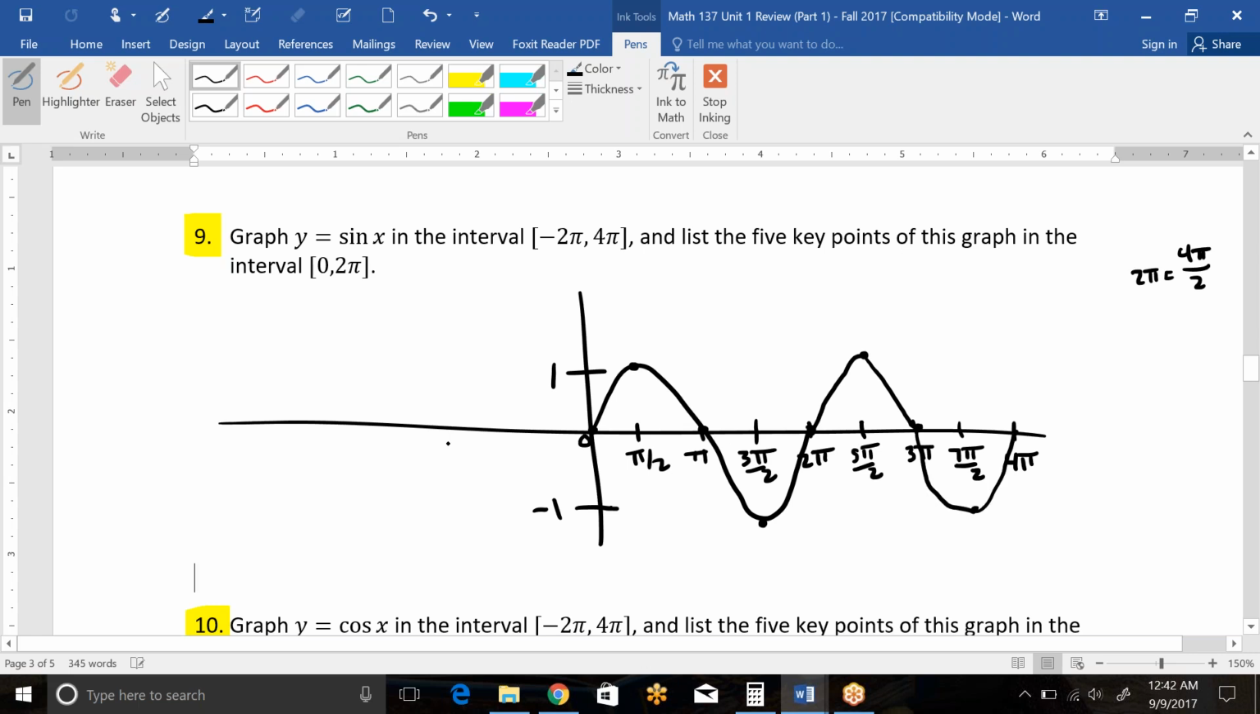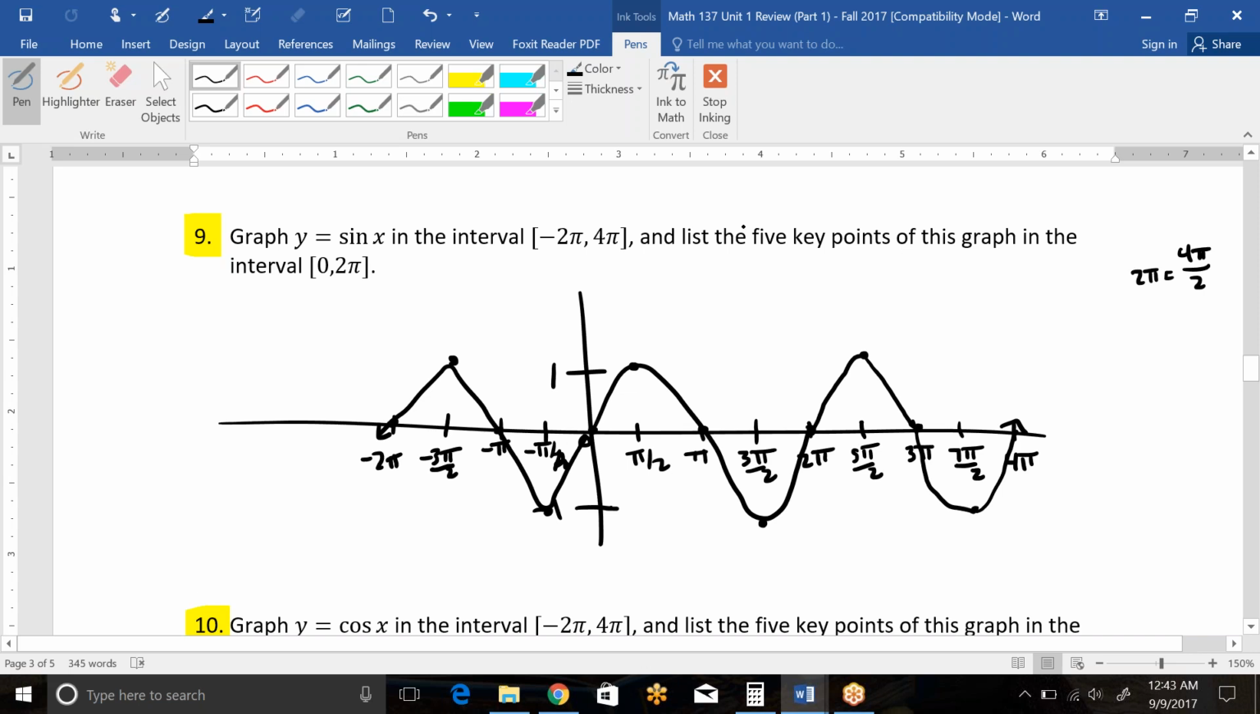And then we need to go back to negative 2 pi as well. So negative pi over 2, negative pi, negative 3 pi over 2, and negative 2 pi. This time you're finishing this cycle, so it's going down and then up, then down. Now remember, sine goes on forever, so this is just a piece of it, so I'm going to put those arrows on there. So there's my 5 key points.